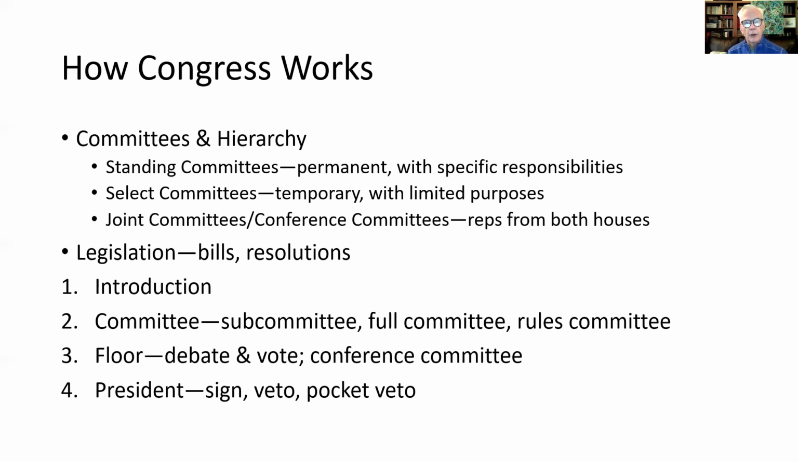Presidents can also veto the bill. They can say they will not sign it, in which case they have to send back a statement to Congress saying, this is why I'm vetoing this bill.